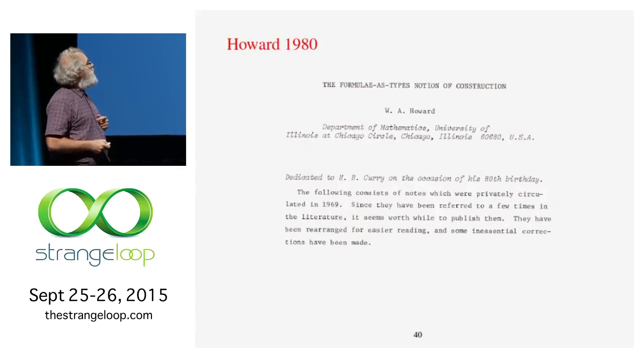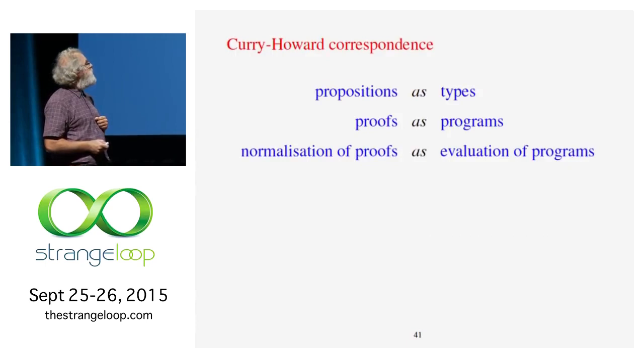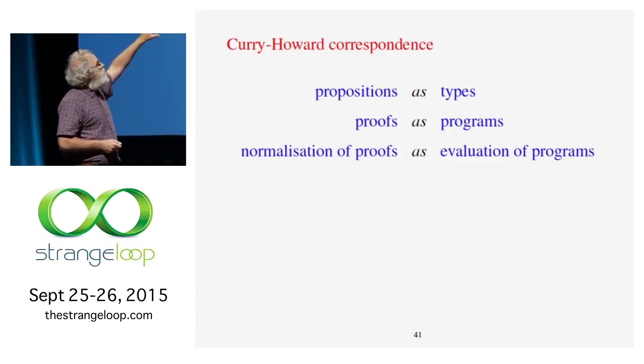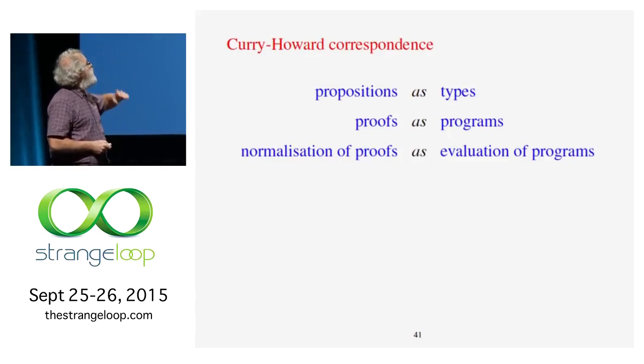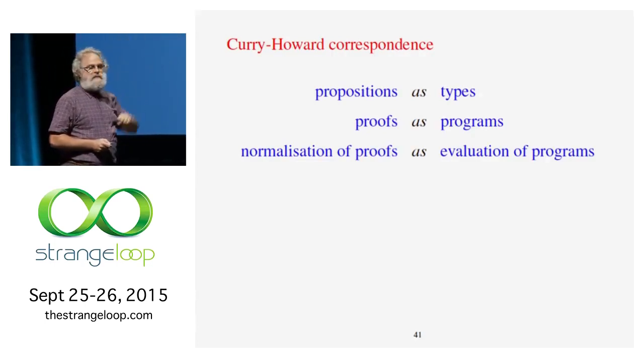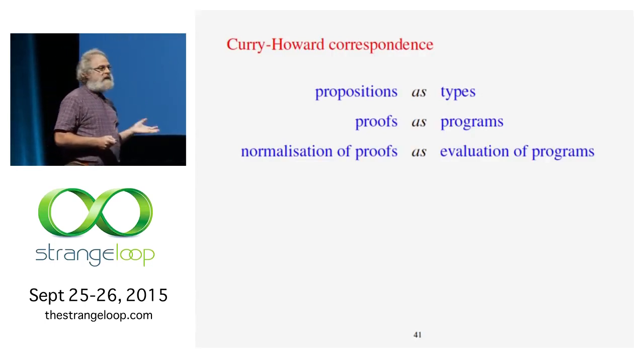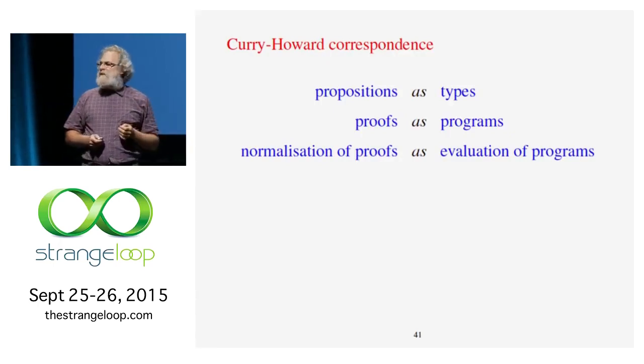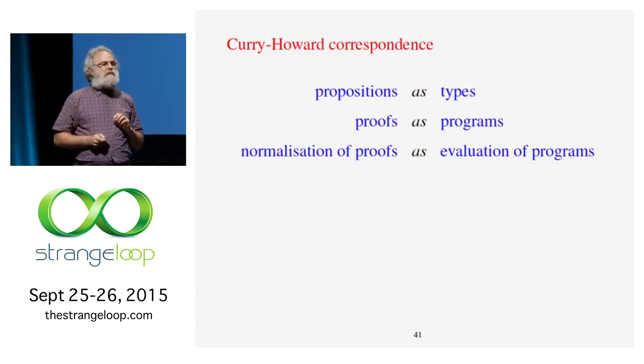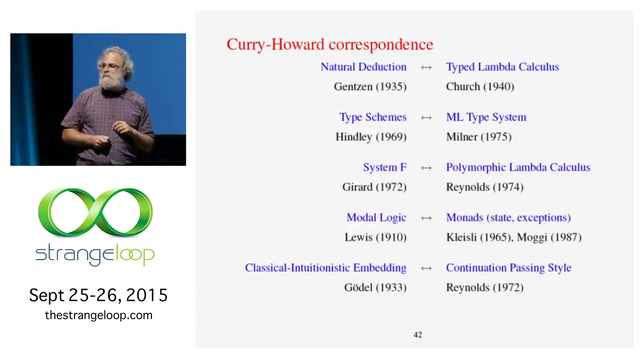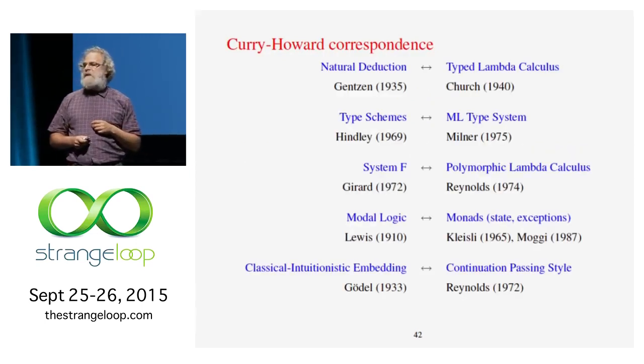So there's Howard's original paper, which was in fact published in a festschrift dedicated to Curry. So there's what I showed you, right? Propositions as types, proofs as programs, and normalization or simplification of proofs as evaluation of programs. As I said, well, fine, but it's just for this one particular logic. In fact, what I showed you only works for something called intuitionistic logic. It's just kind of an accident, right? Well, no. It works for everything.